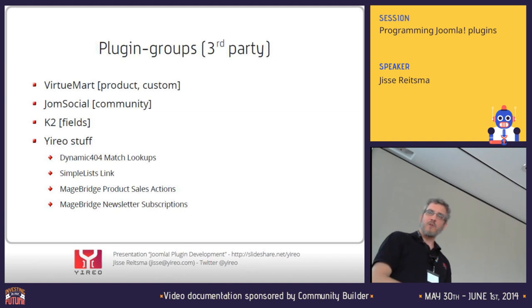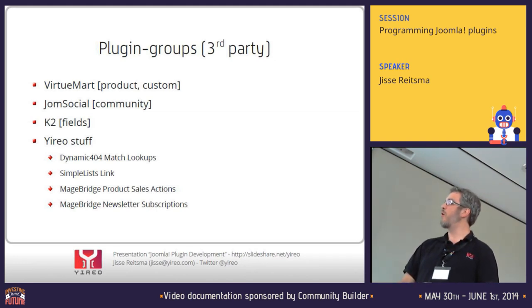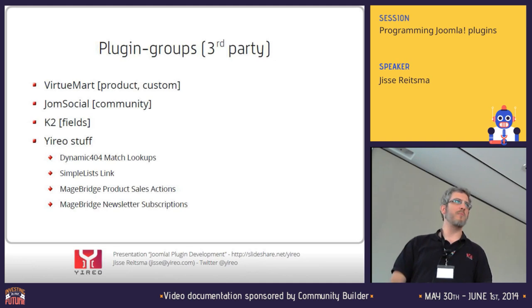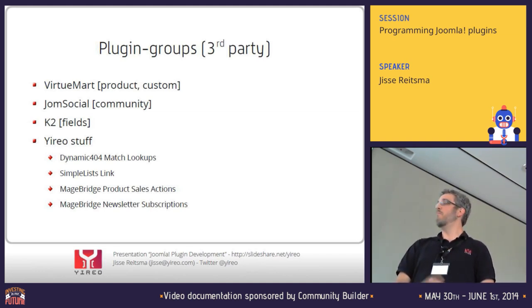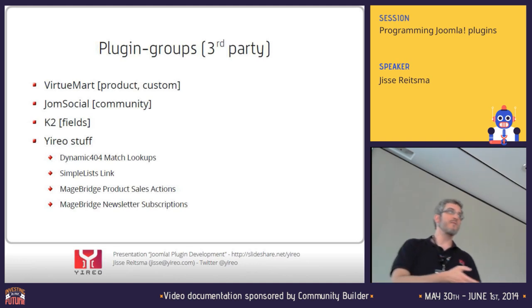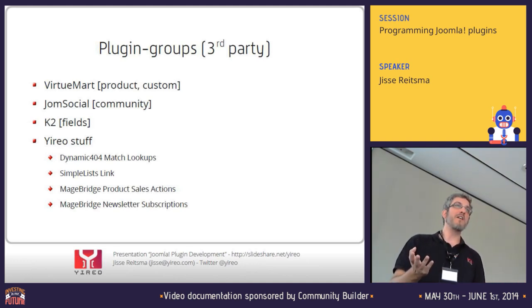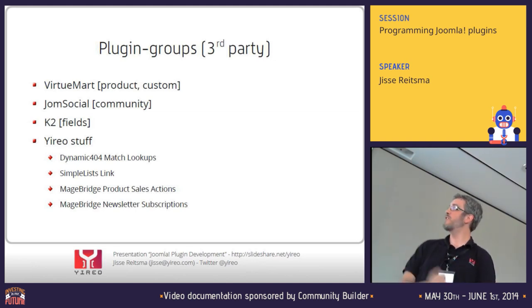I personally also created a couple of plugins, mostly meant for my own components. So the bridge between Joomla and Magento is called MageBridge. I've got another component called Simple Lists. It's like another CCK, but it's also solving, again, a specific problem. For instance, you can really easily create a frequently asked question listing with Simple Lists.